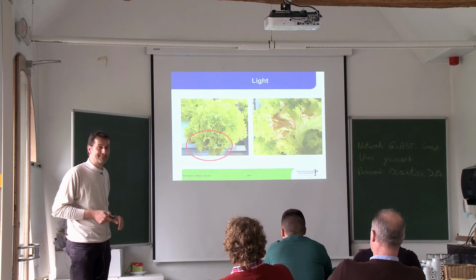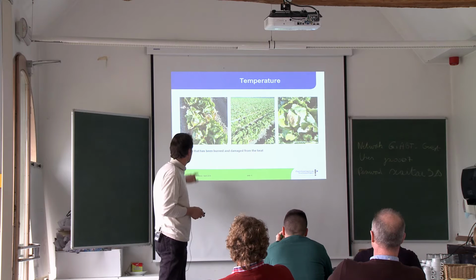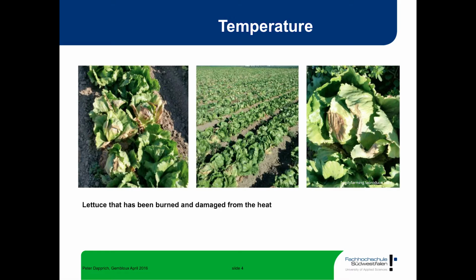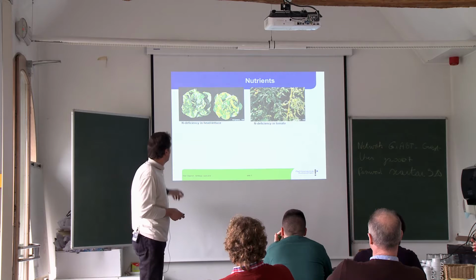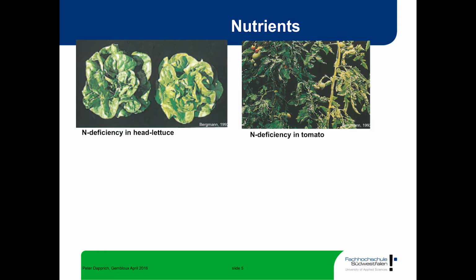Other abiotic stresses, looking a bit similar to the ones that I displayed first, but now it is temperature. Just temperature stress, heat. And now there are nutrients. We have nitrogen deficiency in lettuce. Control, okay, and the deficiency plant. The same in tomato. Okay, and too low of nitrogen. It doesn't look very healthy, does it? But you need to know that this is not a pathogen.